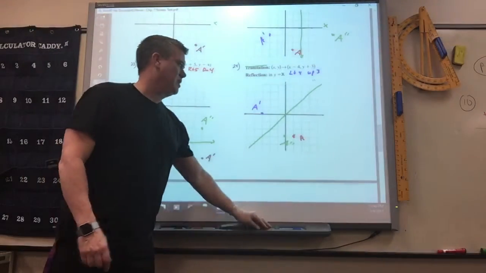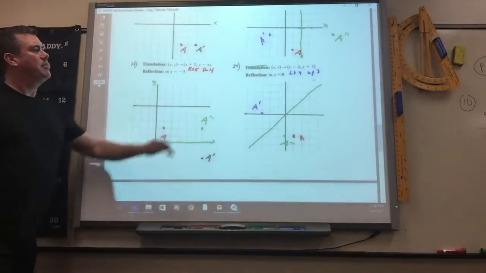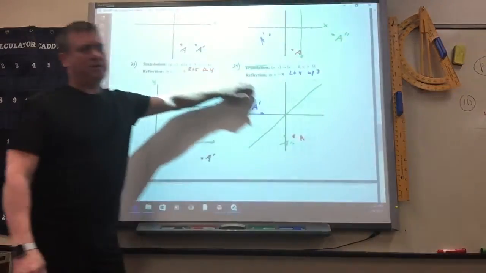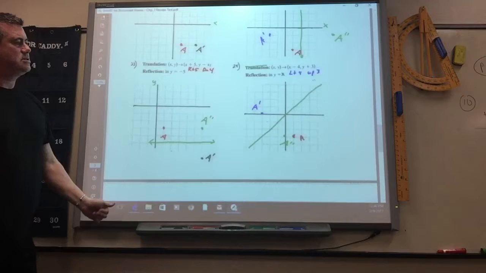Negative y equals x is the other side. Yep, y equals -x would be that one, or negative y equals x.